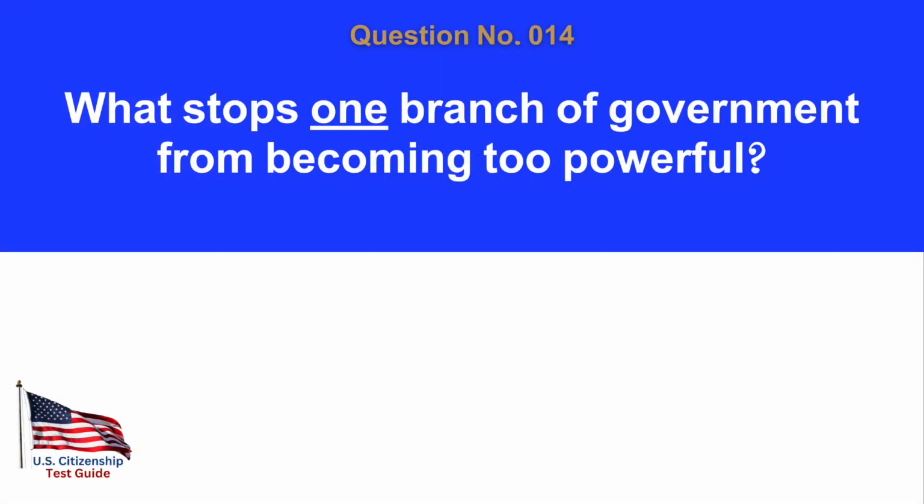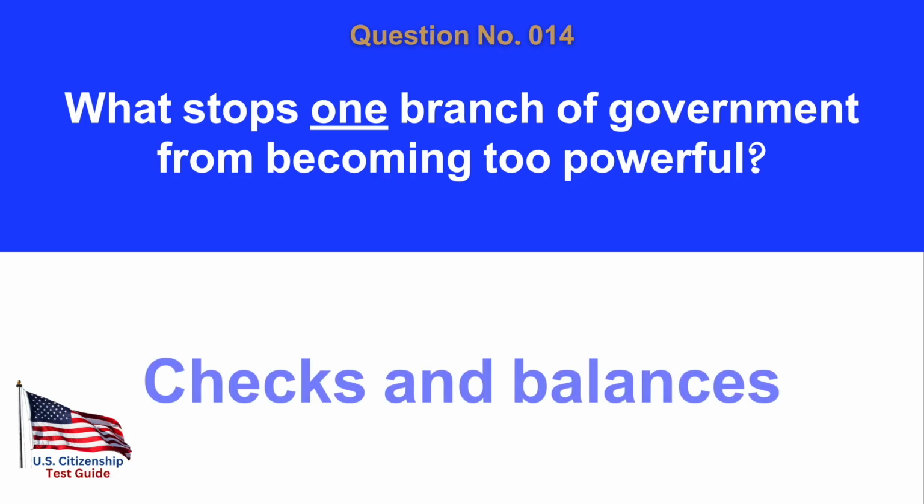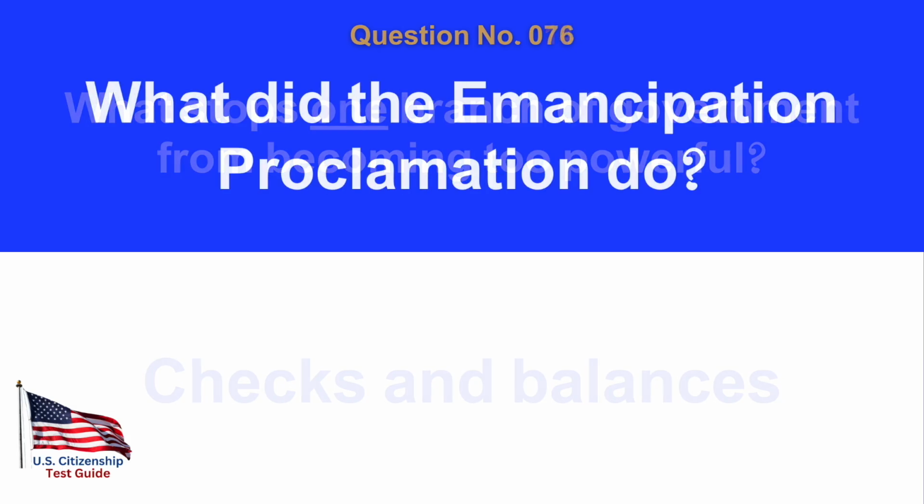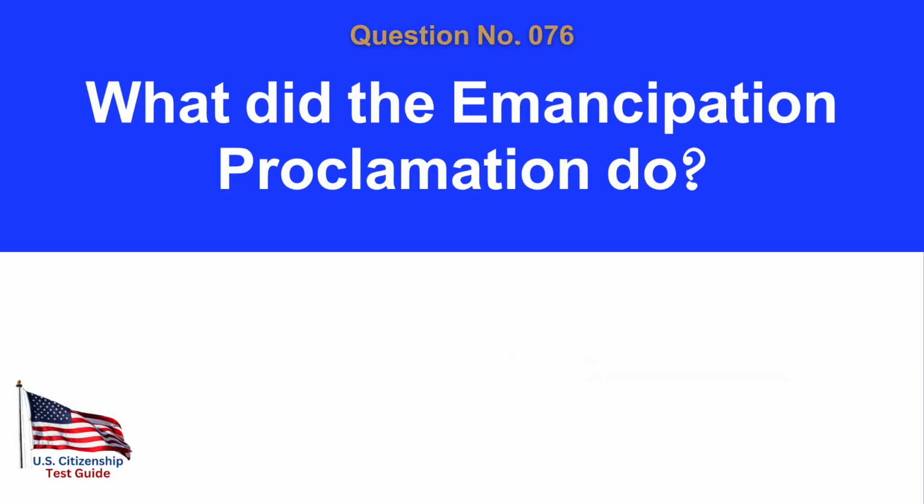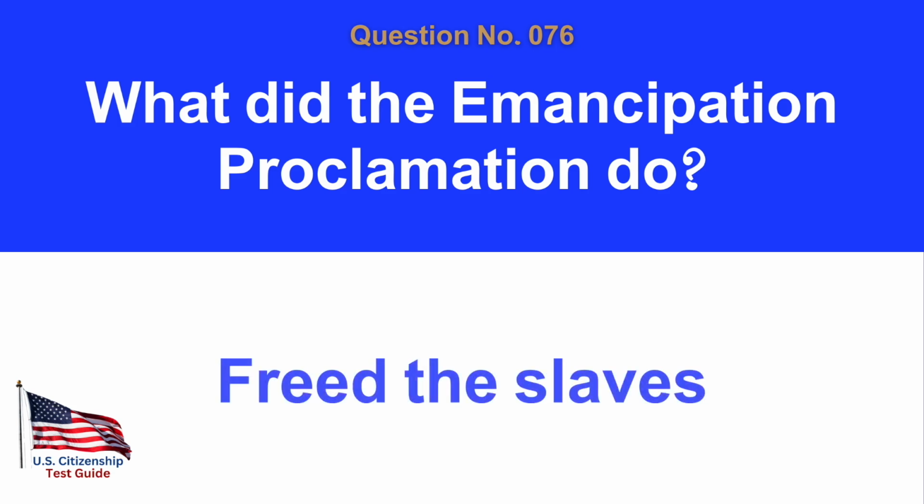What stops one branch of government from becoming too powerful? Checks and balances. What did the Emancipation Proclamation do? Freed the slaves.